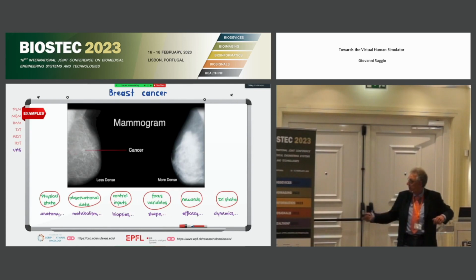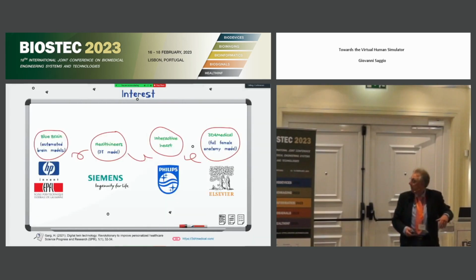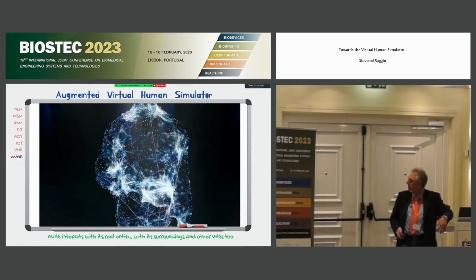Or for breast cancer, here there are some structures that are working jointly regarding this project. And you see that the interest is growing. Here in blue is the health and well-being interest, in orange is the other sector, and in green, all sectors. You see that there is a rapid trend that is evolving exponentially. The interest comes from many: HP, Siemens, Philips, even Elsevier is interested in this.